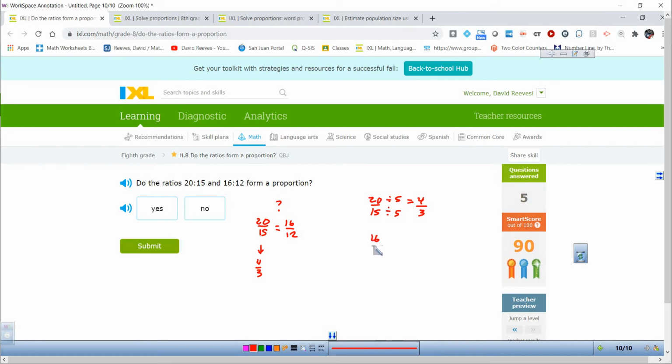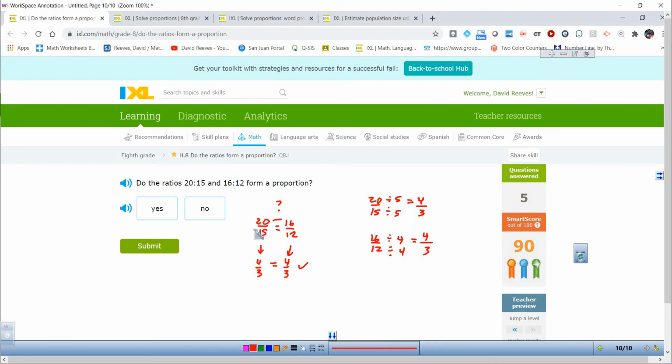And what about 16 over 12? Well, those are divisible by 4. 16 divided by 4 is 4. 12 divided by 4 is 3. And they both simplify to 4/3. They are equivalent ratios. Therefore, they form a proportion, right?